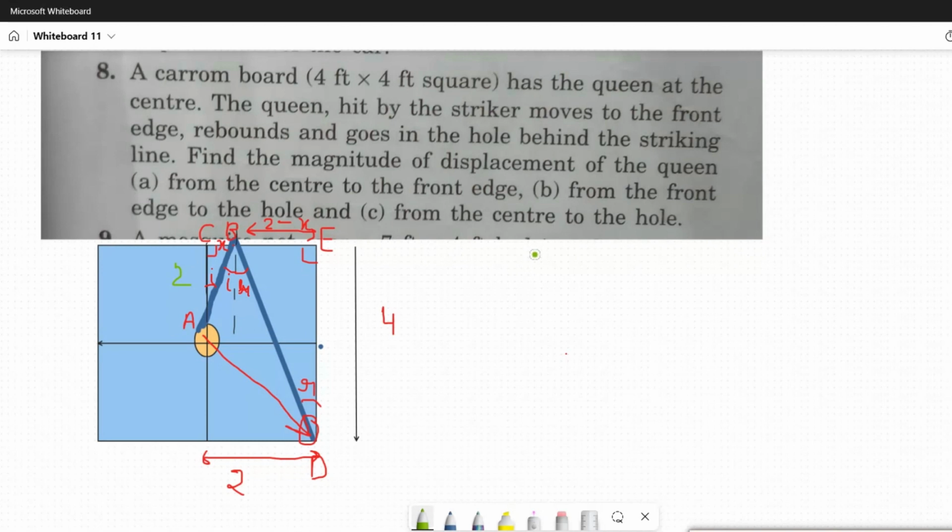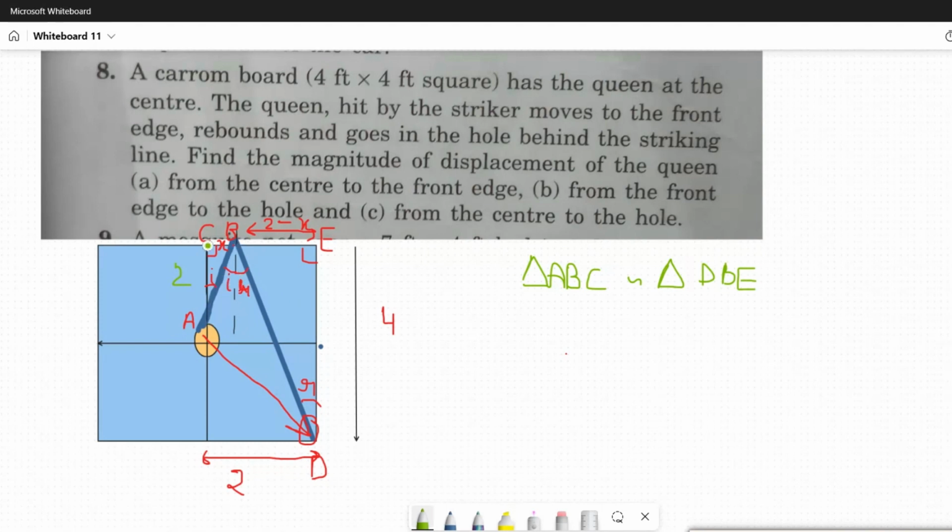We are going to apply similarity. So if we see, triangle ABC is similar to triangle DBE, because see, if this is the angle of incidence, then this is the angle of reflection, and we know angle of incidence is equal to angle of reflection.